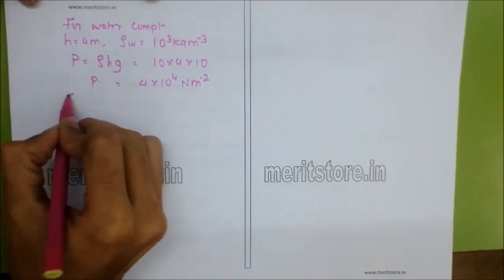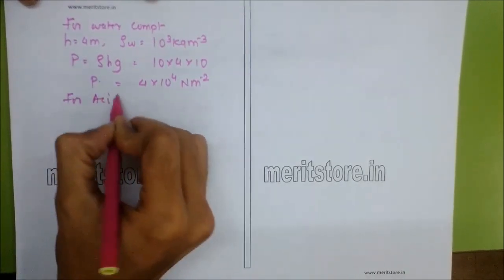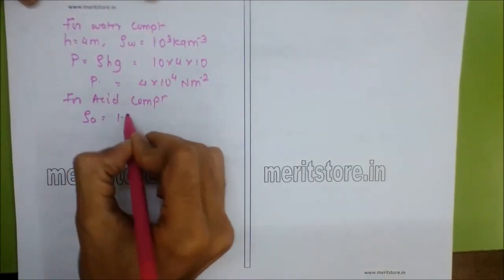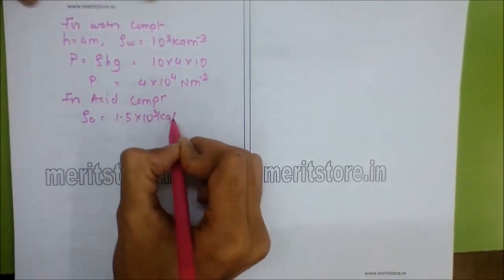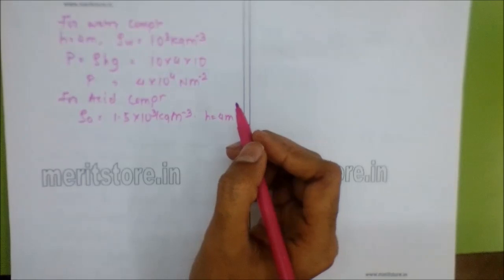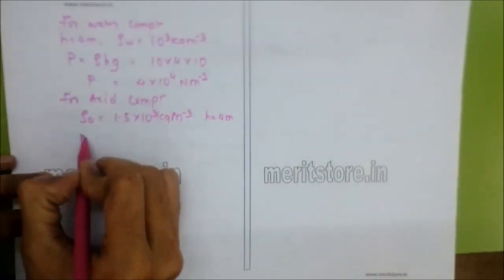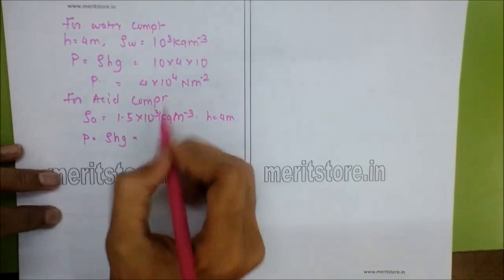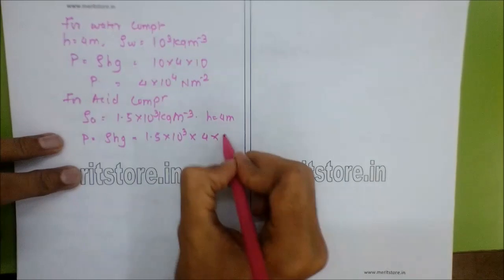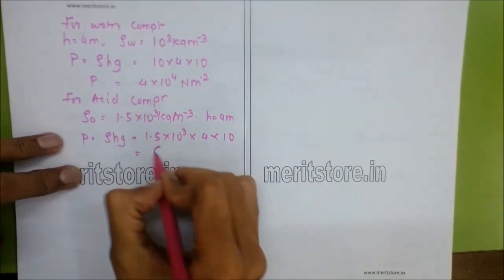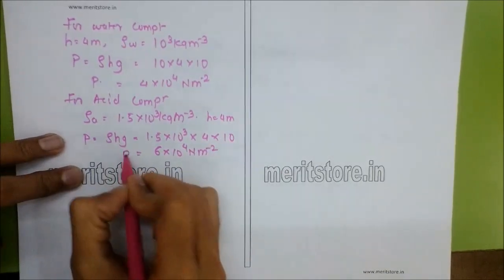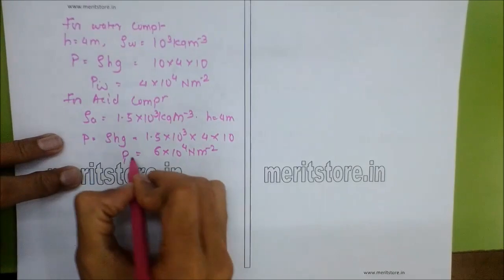Now similarly for the acid compartment, we have the density given to be 1.5 into 10 raised to 3 kilogram per meter cube. The height is again 4 meters, and so we will be finding the pressure applied. So the pressure, which is again rho h g, so rho will be 1.5 into 10 raised to 3 into 4 into again g, which is 10. So that comes out to be 6 into 10 raised to 4 Newton per meter square. So this is the pressure applied by water, this is the pressure applied by the acid.